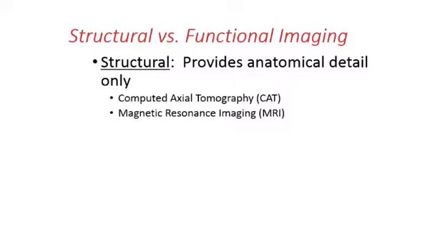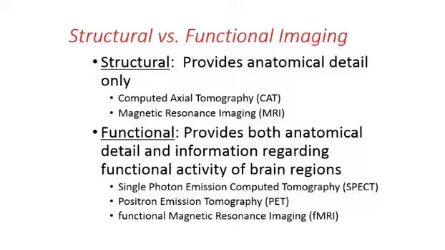Structural imaging generally provides anatomical detail only, so we're limited to CAT or CT scans or MRI. Functional scans provide both anatomical detail as well as information about the functional activity of brain regions. Again, it's the metabolism, the binding of receptors, the blood flow, and things of that nature. So we have SPECT, PET, and fMRI as functional brain imaging techniques.